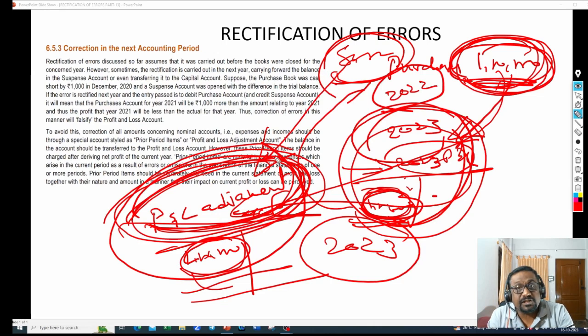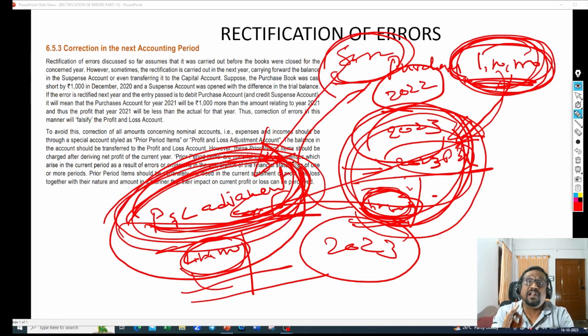Why the profit and loss adjustment account? Because these items are related to the prior period, that means the previous period. Since they are pertaining to the previous period, I cannot straight away go ahead and adjust in the 2023 P&L account. That is the reason why I am making those adjustments in the profit and loss adjustment account. After doing adjustments in the profit and loss adjustment account, what I am supposed to do is check what is the materiality of those errors or those mistakes.